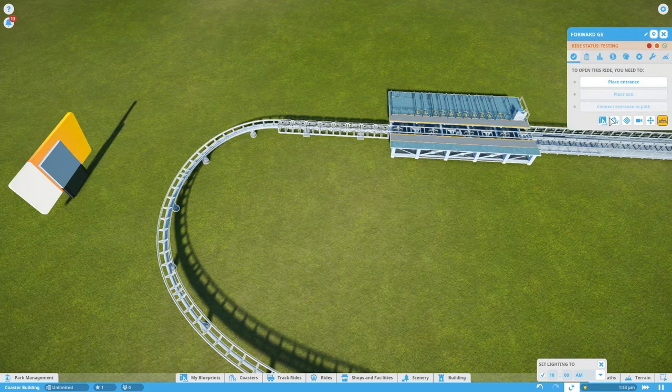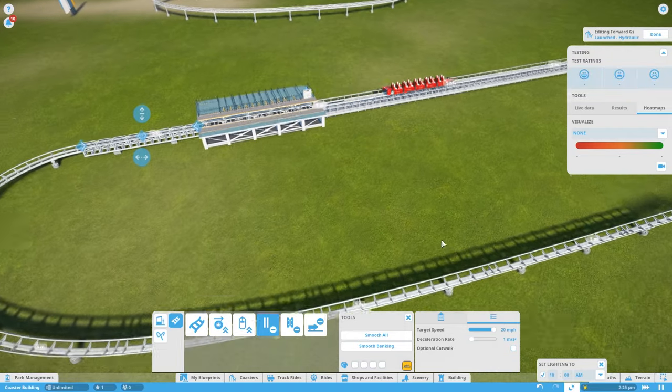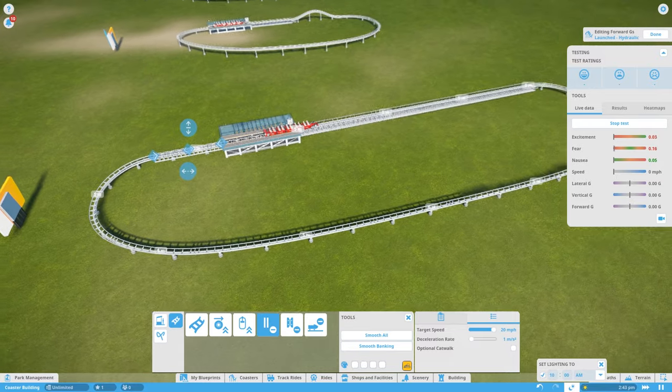well, there isn't really a fix. I mean, the brake, I think, I ramped it up really high. There we go. So your target speed, 20, deceleration rate a lot less. We'll see if that makes any difference. We're going to have to stop and start.